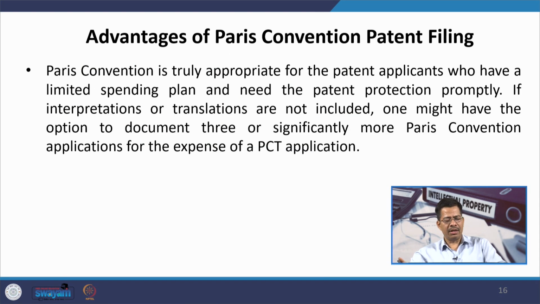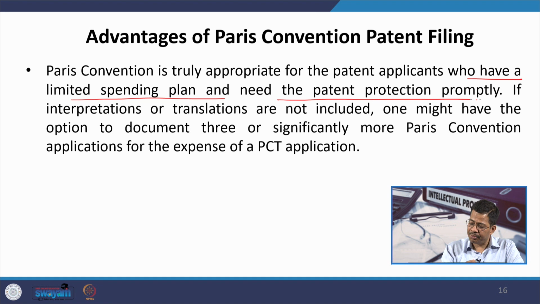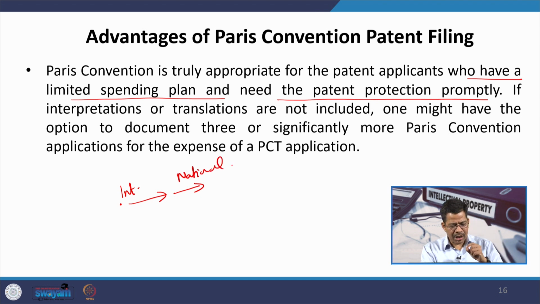When we see the Paris Convention, you are directly going to a particular country for filing the application. So, when you have a limited spending plan and need patent protection promptly, here in fact you are directly jumping into the national phase. In PCT we have international and then national, but in Paris Convention, since we are not following this international phase, we go directly to the national phase.